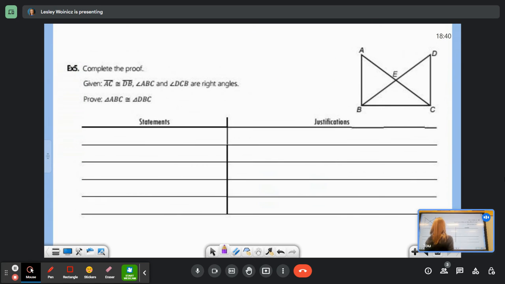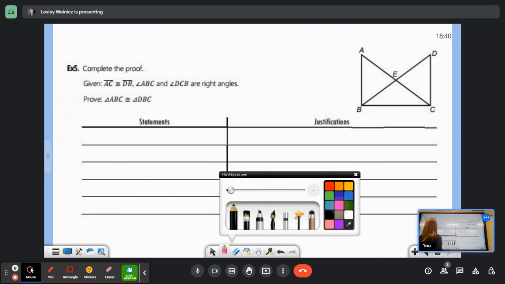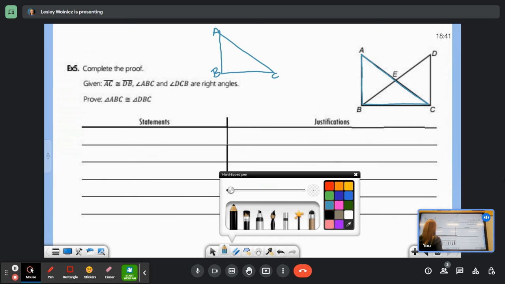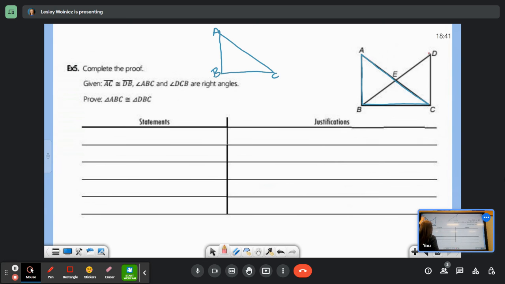All right, we're going to do the trick again of unoverlapping our triangles. So we've got triangle ABC, easy as 1, 2, 3. So that's A, B, C. And then the other one is DBC.